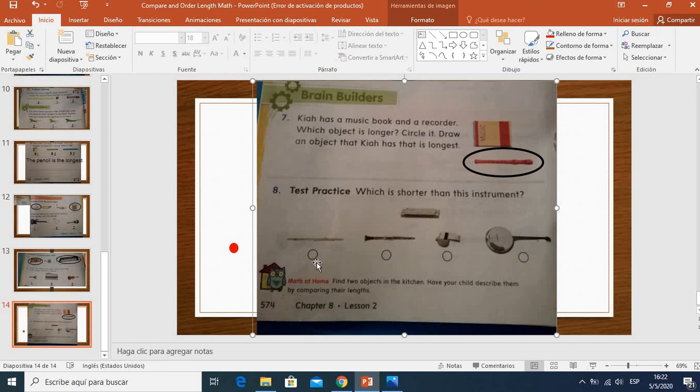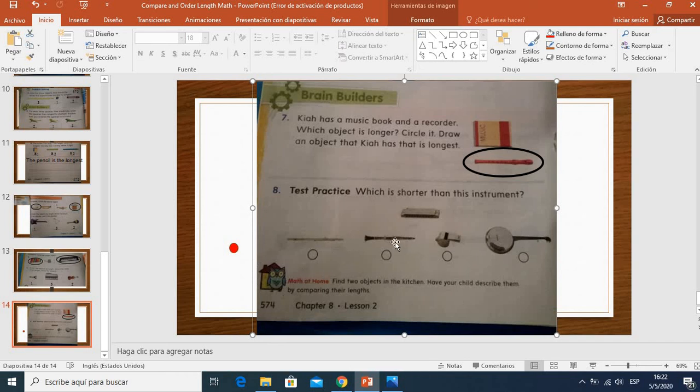So, what do we need to do? We need to find which one is shorter than this one, shorter than the harmonica. All right? Which one is shorter? The flute, the clarinet, the whistle, or the banjo? Tick tock, tick tock. You have 5 seconds. 5, 4, 3, 2, 1.